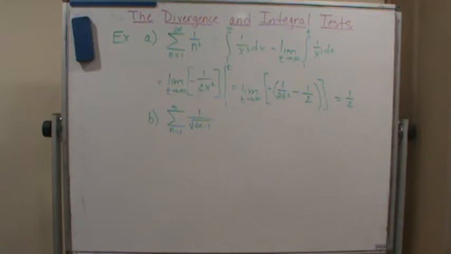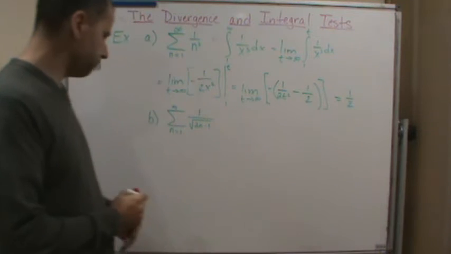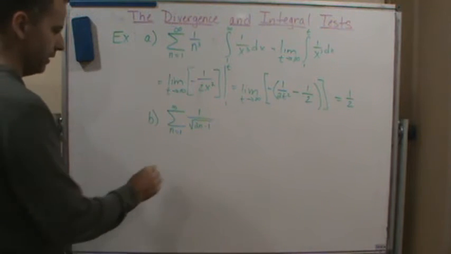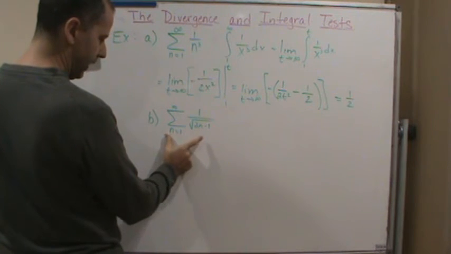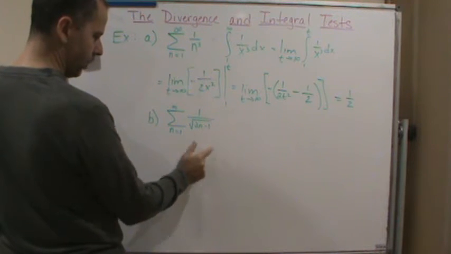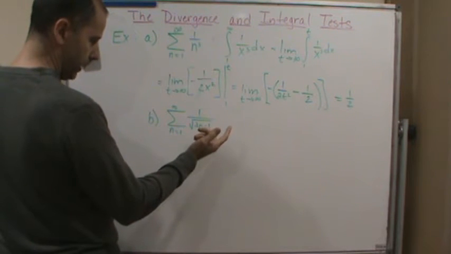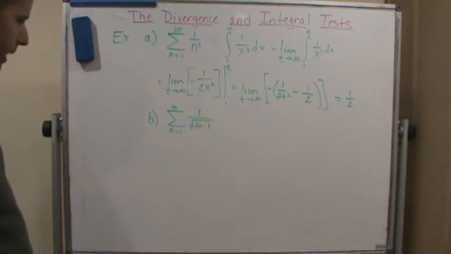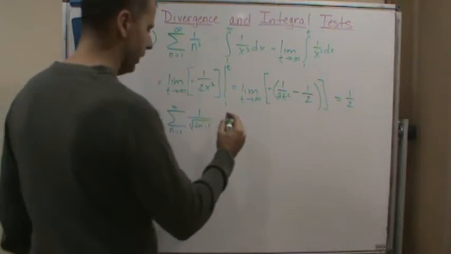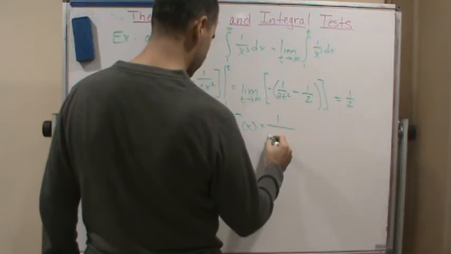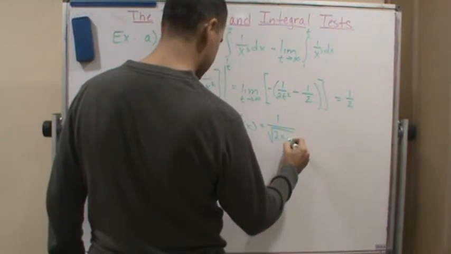Okay, now let's do the other one. So now we've got this one. Now, we're going to compare this one. First of all, again, this is an infinite series with positive terms. All the terms are positive, starting with n equals 1, right? So we've got positive terms. And we're going to compare this then to f of x equal to 1 over the square root of 2x minus 1.